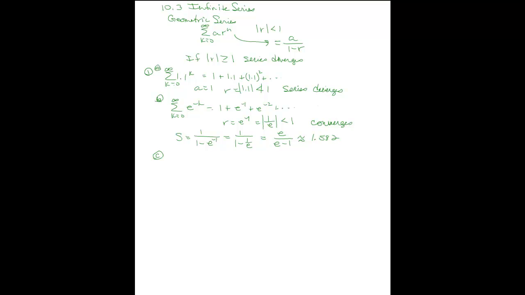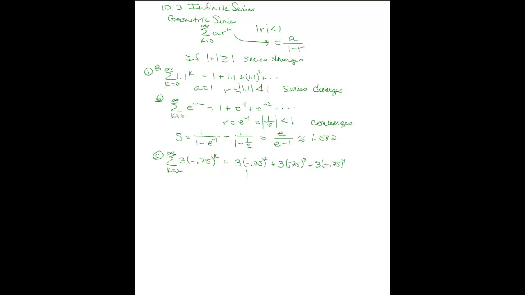So that one converged. Part C wants us the summation k equals 2. Okay, be careful with that. Make sure you pay attention to it. 3, negative 0.75 to the k. So if I list some terms, the first term would be 3, negative 0.75 to the 2, plus 3, negative 0.75 to the 3, plus 3, negative 0.75 to the 4.